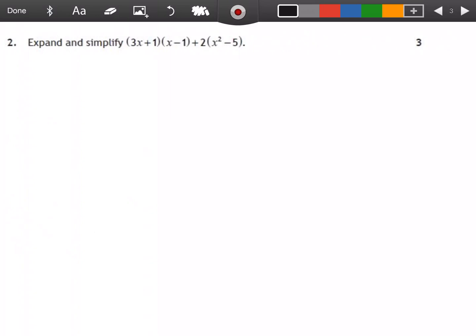Right, expand and simplify. So we're going to multiply out the first set of brackets. 3x times x. 3x times minus 1. Positive 1 times x. Remember, if you would multiply out the brackets slightly different, you go ahead and do that and just come back and check you get the same, okay? And positive 1 times minus 1.